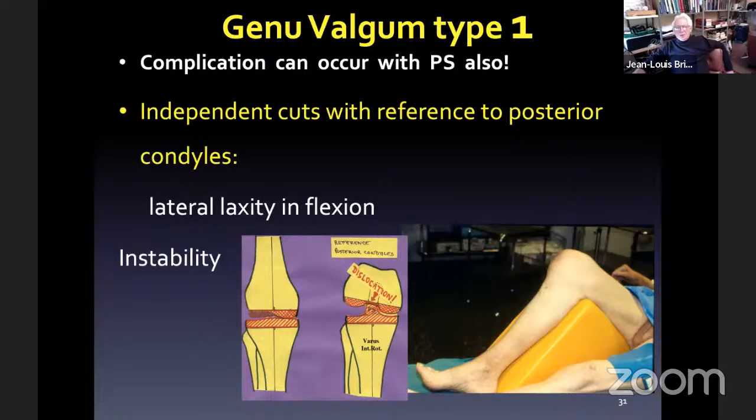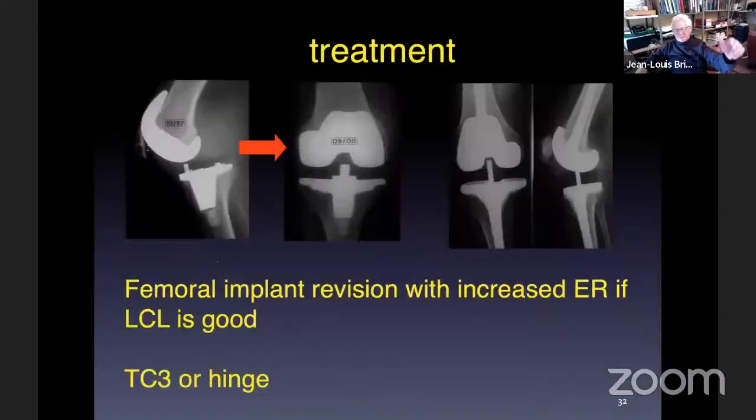Okay, this knee was well aligned, but they used independent cuts, and so they take the reference to the posterior condyle, and they end up with a lateral laxity in flexion, and it was dislocated after surgery. Next. And so in this case, you can increase the rotation of the femoral implant, but most of the time you will end up with a TC3 or hinge.